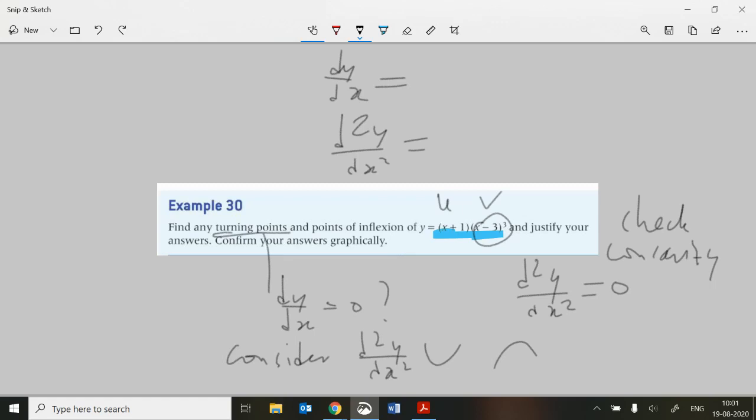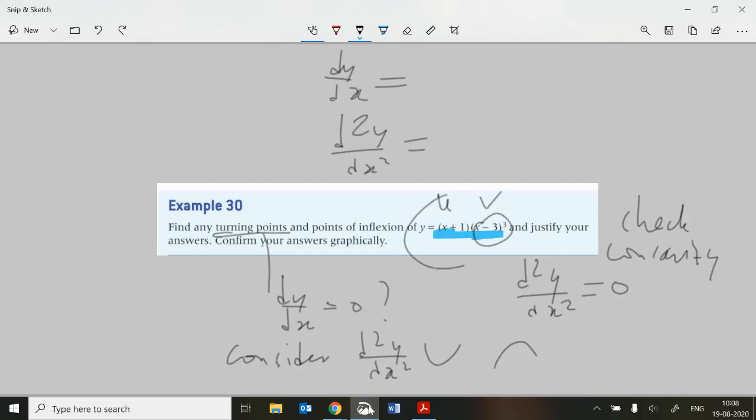To be honest, I'd use no sign table for this one. Just find your turning points, and then for your points of inflection, again, you're going to set the second derivative equal to 0, and then just check either side of your supposed point of inflection.